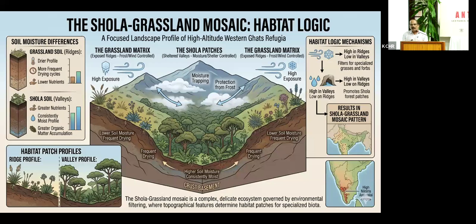So the Shola grassland is also an interesting laboratory where a lot of speciation and other things happen because of the unique weather, unique climate and unique micro environment, which has supported the evolution of certain sets of flora in that region.